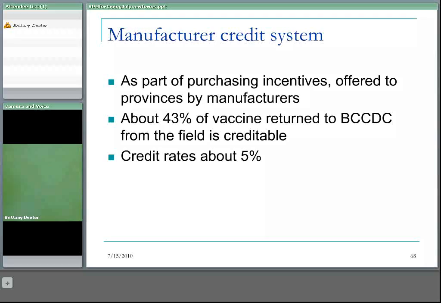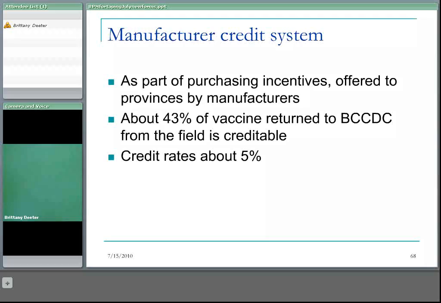About 43% of the vaccine that we have returned in general to the BC Centre for Disease Control Pharmacy from the field is creditable by manufacturer. Sorry, and I was saying, credit rates are generally about 5%. My example of 10%, I think, was a little bit of perhaps wishful thinking. So the harvest is important because we do get money back from the manufacturers, which is then used to go into vaccine program improvements. So I believe a couple of years ago, for example, the money was used to purchase new fridges for areas that were needing fridges or that had older fridges that weren't working as well. Other projects like that could potentially also be funded.